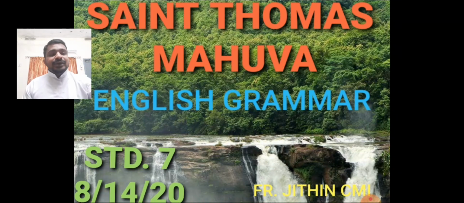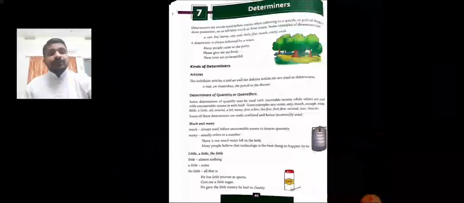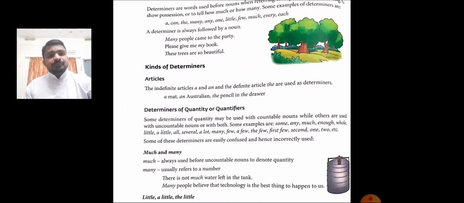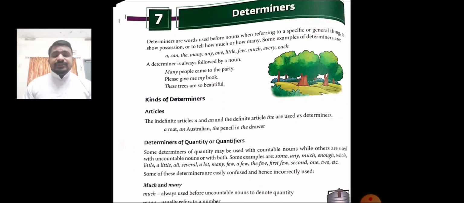Today we are going to enter into a new chapter. That chapter is called determiners. Today itself, this chapter will be completed, and you will be given the PDF of the answers of the exercise of the chapter. This is on page number 4014.